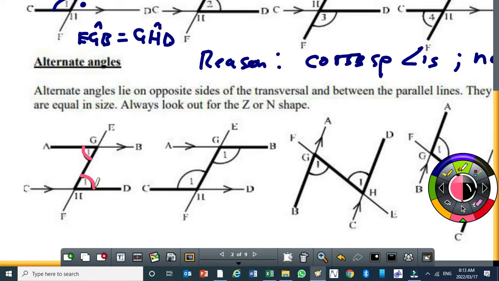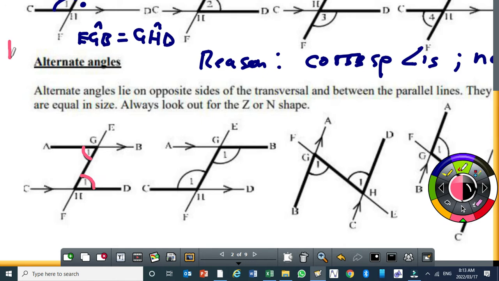Now as you can see, H1 is on the right-hand side of the transversal, G1 is on the left-hand side of the transversal, but both angles are inside the parallel lines. Also, if you try to draw a Z, you can draw a Z, and here too we have that shape, because G1 is equal to H1. But generally, as teachers, we just generalize it as an N.